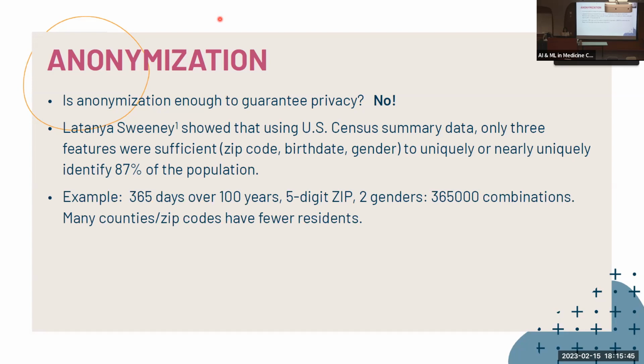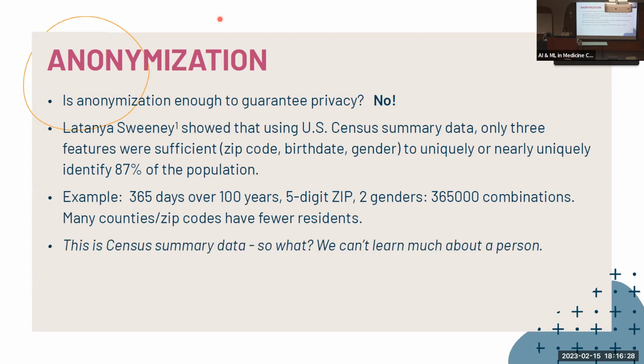And if you just do some back of the envelope calculations, this makes sense. So for example, birth dates, there's 365 days in a year. Let's say there's like 100 different ages that we will consider. There's a 5-digit zip code in the US, and in that census data, there were 2 genders. And so that's about 365,000 combinations. So the zip code is specific to a certain geographical area, county or something. And if you look at these geographical areas, in most of these counties and zip code areas in the US, there's a lot fewer than 365,000 residents. So you could very easily try to identify people by just using those 2 remaining things, which are birth date and gender.